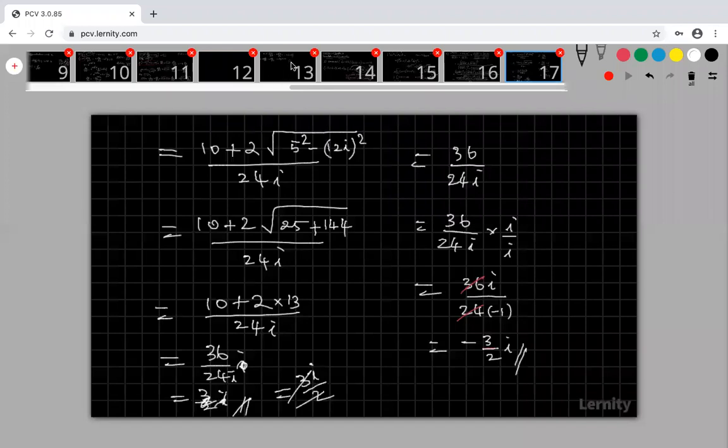Right. Okay, and all other sums are only simple problems. Please go through the problems. We'll go to the next chapter, because we have been discussing complex numbers for the past 2-3 days. Minus 3 by 2i is the correct one.